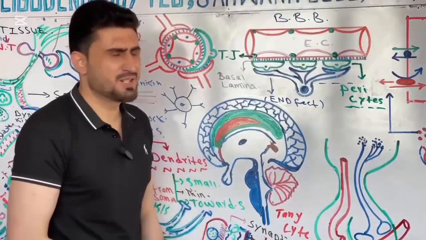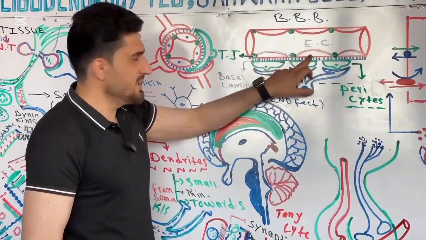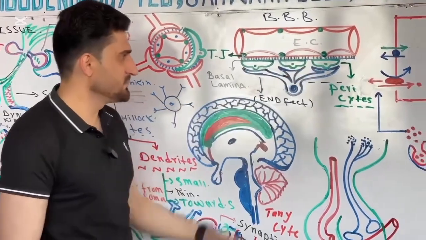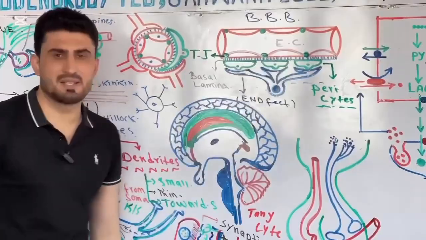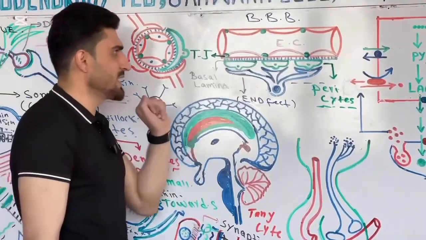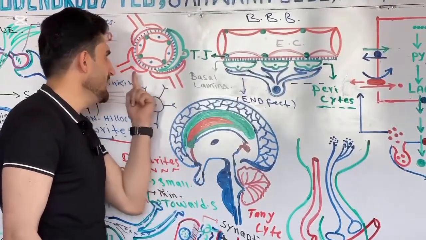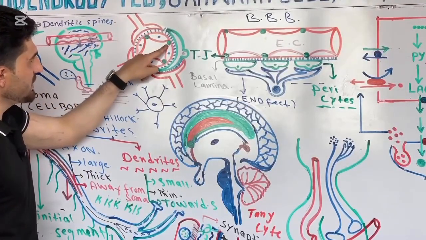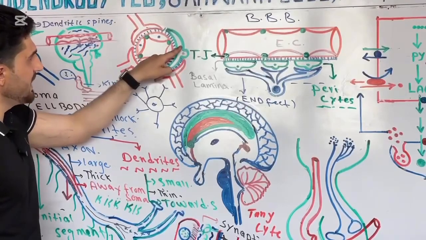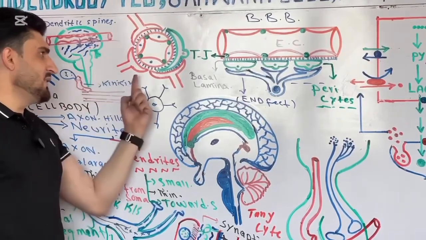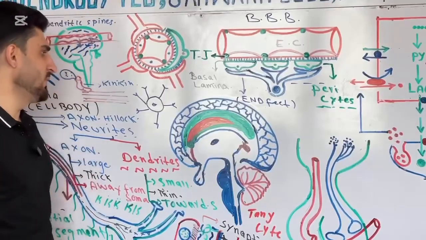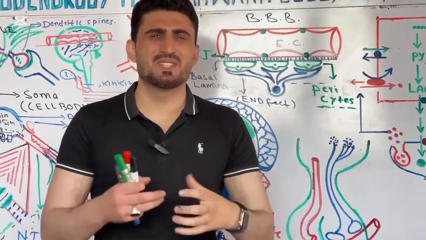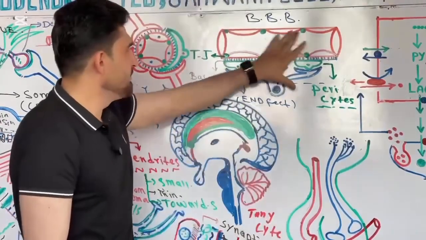What are the components of the blood-brain barrier? Endothelial cells, tight junctions, basal lamina, astrocytes, and pericytes. So this was about the structure of the blood-brain barrier. Here this is an endothelial cell, this is the basement membrane, these are tight junctions, this is a pericyte, and these are end feet of astrocytes.